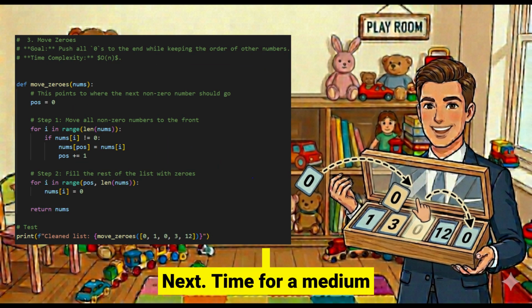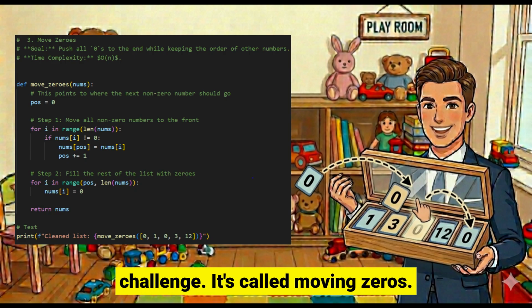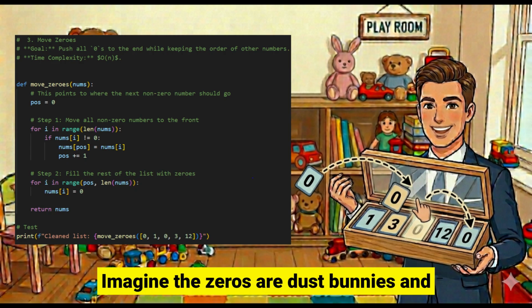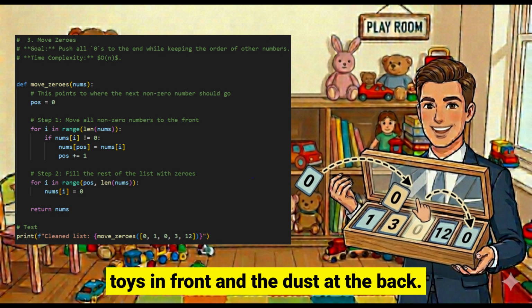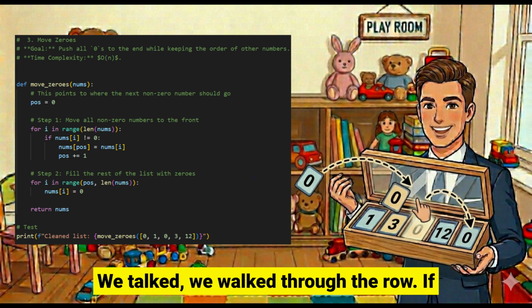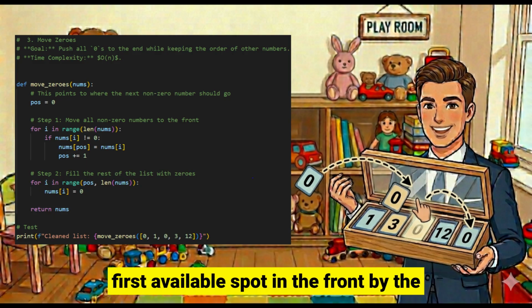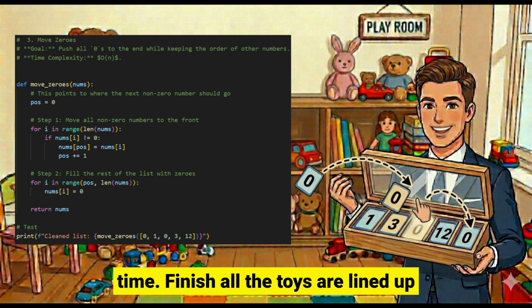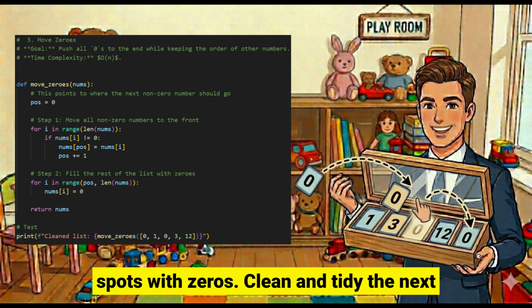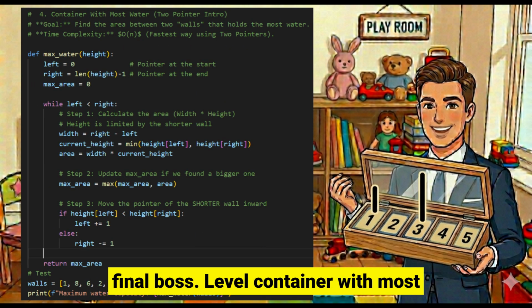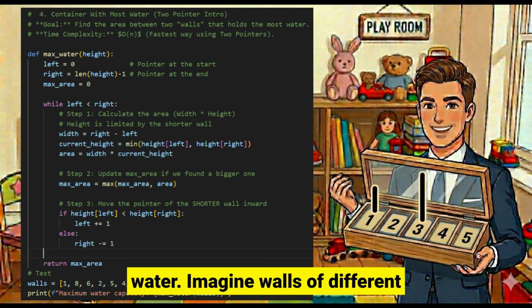Next, time for a medium challenge. It's called moving zeros. Imagine the zeros are dust bunnies and the other numbers are toys. We want the toys in front and the dust at the back. We walk through the row. If we see a toy, we push it to the first available spot in the front. By the time we finish, all the toys are lined up and we just fill the remaining spots with zeros. Clean and tidy.